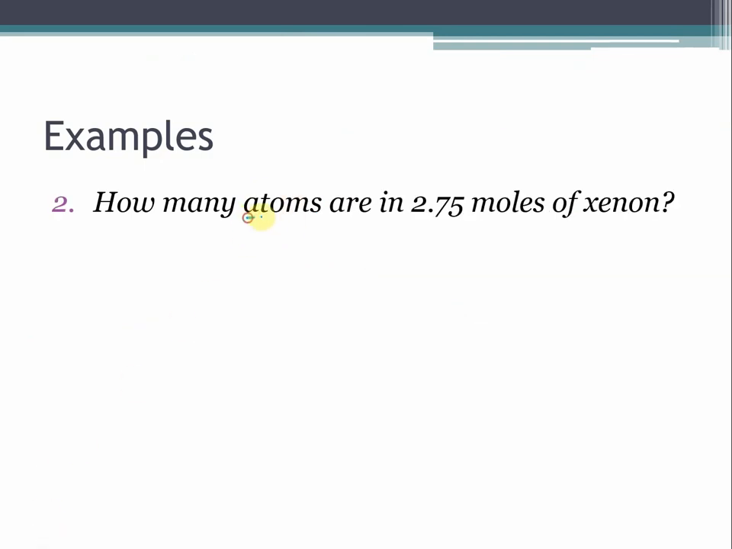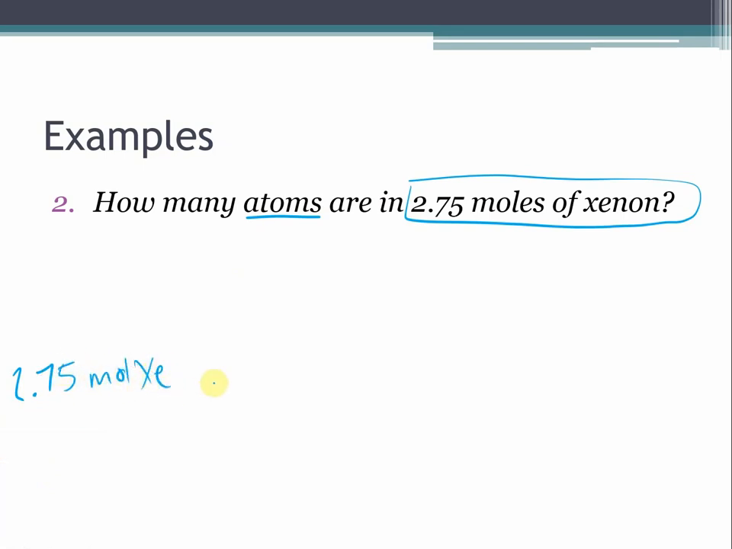Number 2 says how many atoms are in 2.75 moles of xenon. So once again, we will start with what we know, 2.75 moles of xenon times a fraction. What goes up, moles of xenon, must come down. So we'll bring moles of xenon into the bottom. We're trying to get to atoms, so we'll put atoms of xenon in the top.